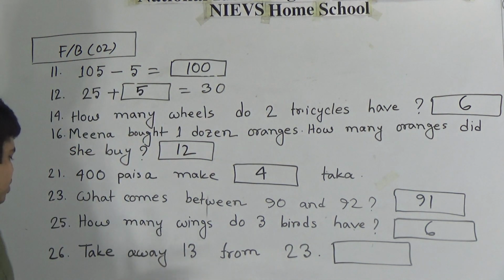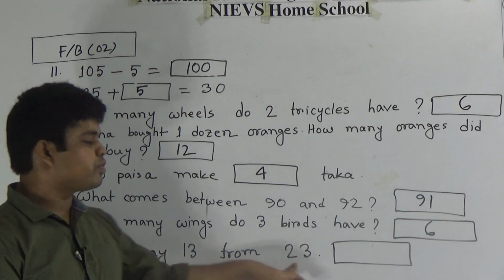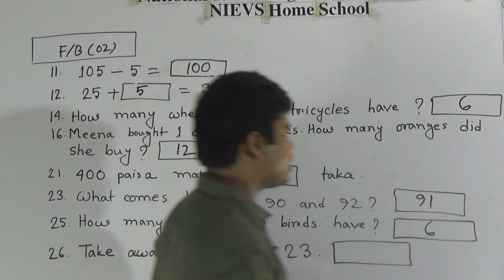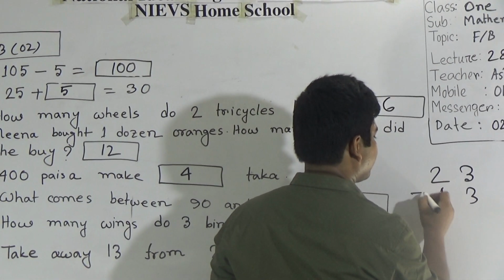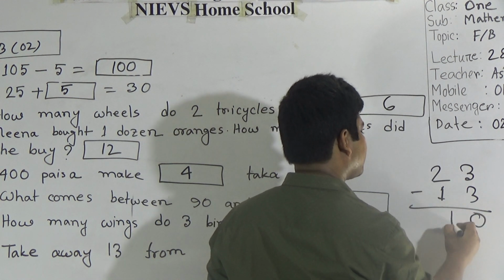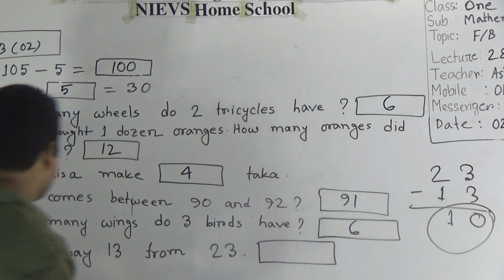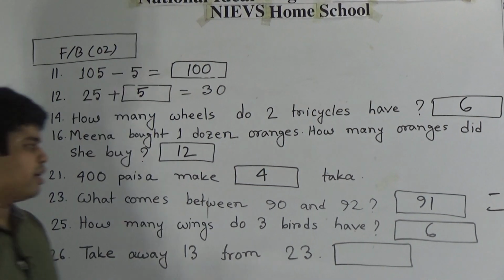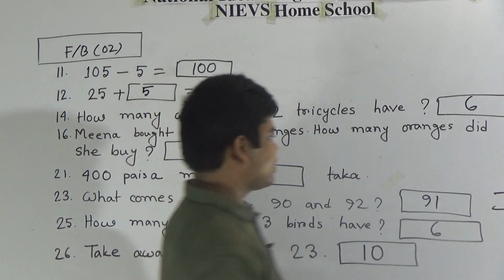And our last one, question number 26. My dear students, notice, take away 13 from 23. Take away means we subtract 13 from 23. Now we subtract 3 from 3, we get 0. We subtract 1 from 2, we get 1. So 10 is the required answer. Okay. So if I take 13 from 23, then the answer will be 10. Okay. I hope you have understood, dear students.